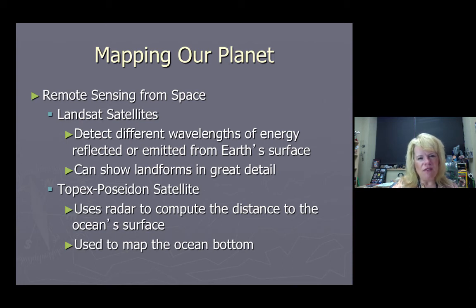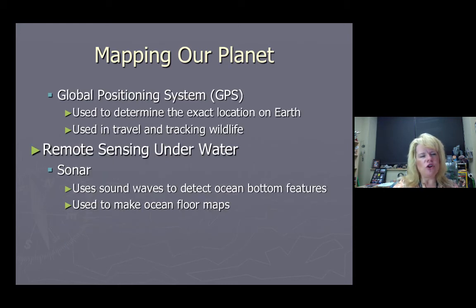So we still have lots to learn about our planet and mapping out our planet. One key way that we make maps is by global positioning system. I mentioned GIS earlier. GPS is actually used to determine an exact, precise latitude and longitude location on Earth. We use it for tracking hiking, for wildlife. We can even use it for plate movement.